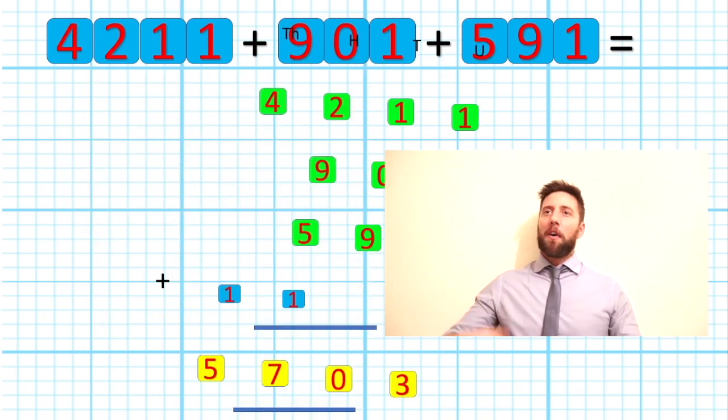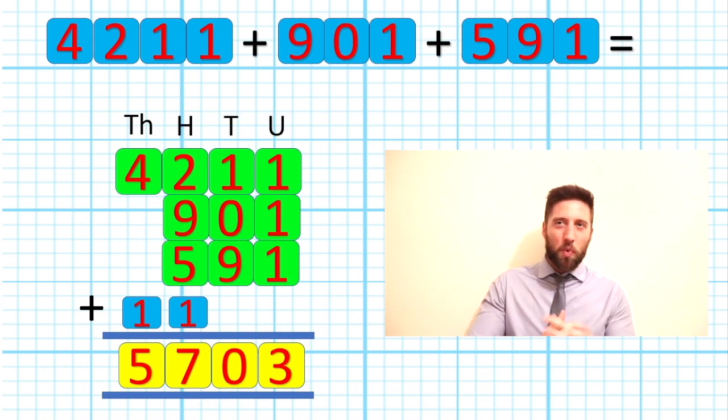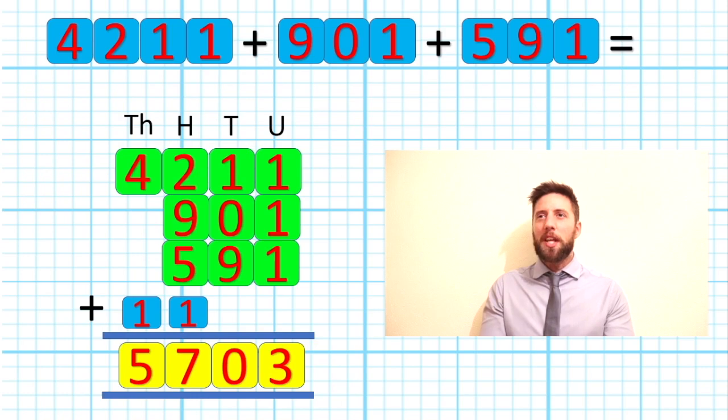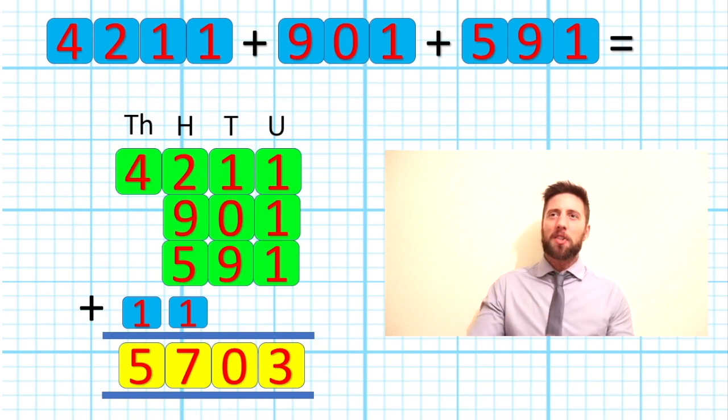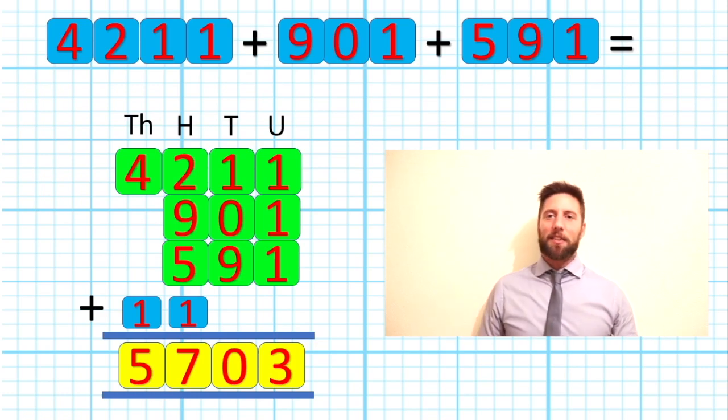Okay, so 4,211 add 901 add 591 equals 5,703. So I had to squint. I wrote that really small on the wall over there. I couldn't remember it. Okay, well done. If you got that right, you have mastered this lesson. Well done. Very, very well done, and I'm proud of you all.